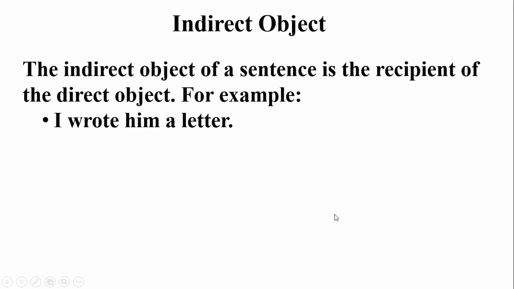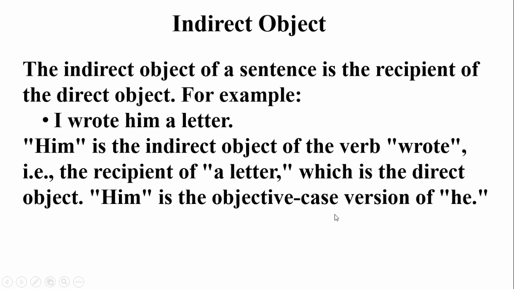The indirect object of a sentence is the recipient of the direct object. For example, I wrote him a letter. এখানে him is the indirect object of the verb wrote. For example, the recipient of a letter. এখানে লেটারের রেসিপিয়েন্ট কে? লেটারের রেসিপিয়েন্ট হচ্ছে প্রাপক হচ্ছে him. Which is the direct object? Letter হচ্ছে direct object. Him is the objective case version of he.